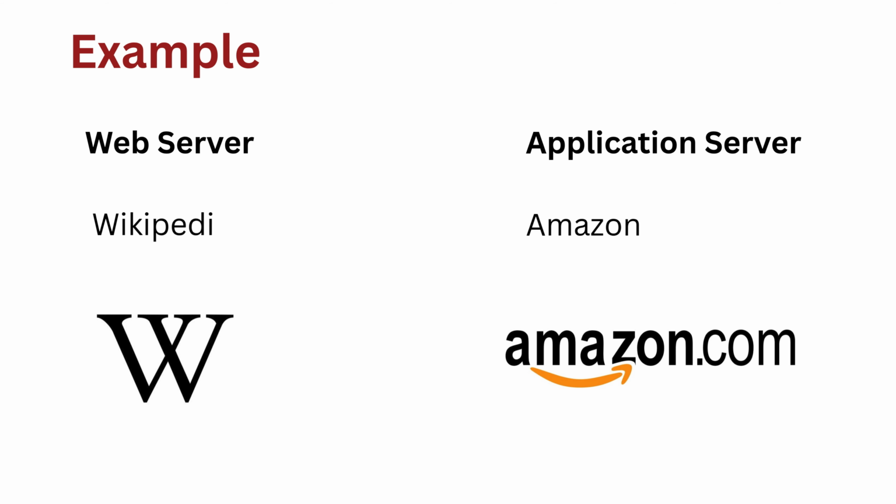Let's take two well-known websites. Wikipedia. This is mostly static content. Users do not need to log in and the data remains the same for every user. Amazon. This is a dynamic application. Users can log in, view personalized content, interact with the database, and the experience is different for every user.